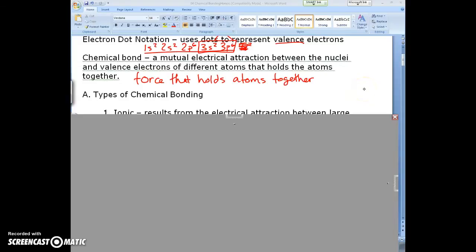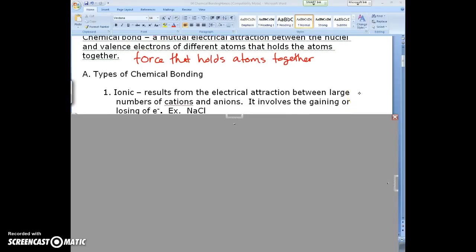The first type is ionic. You should recognize the word ion there, and that's really what's happening in ionic bonding. You have an electrical attraction between large numbers of cations and anions. It involves the gaining or losing of electrons. My classic example is NaCl, which is sodium chloride or table salt. That's what you have on your table at home. It is a very good example of ionic bonding.